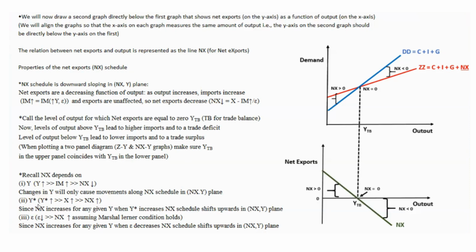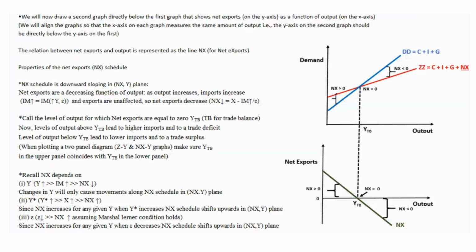So when Y star increases, we know that increases exports, which increases net exports. But now net exports increase for any given level of Y, so the entire schedule will shift upwards in the NX-Y plane. Similarly, if the exchange rate goes down, assuming the Marshall-Lerner condition holds, net exports will increase. And since they're increasing for any given level of Y, the entire net export schedule is going to shift upwards.